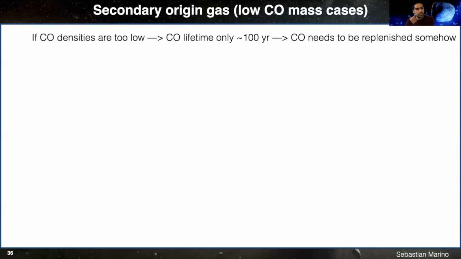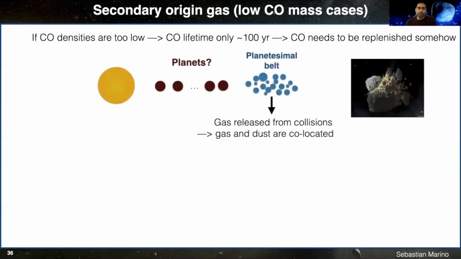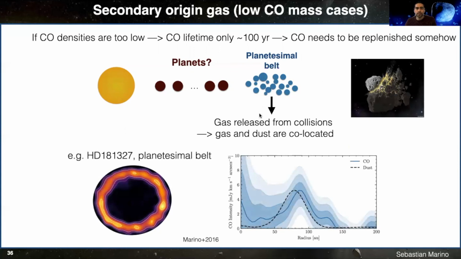How is the CO being replenished? Well, we think the following is happening. We have a planetary system with a star at the center, perhaps some planets, and then a planetesimal belt. Those planetesimal belts are colliding, and producing the dust we see. But those collisions perhaps also release some gas that is trapped inside them. If this happens, we would expect that the gas and dust should be collocated, and in fact, this is the case for one system, for example, HD 181327, that we imaged with ALMA.